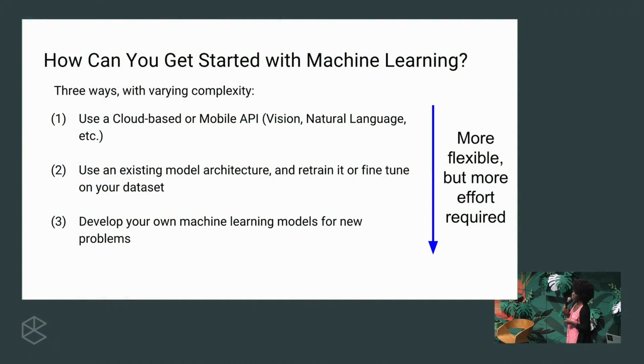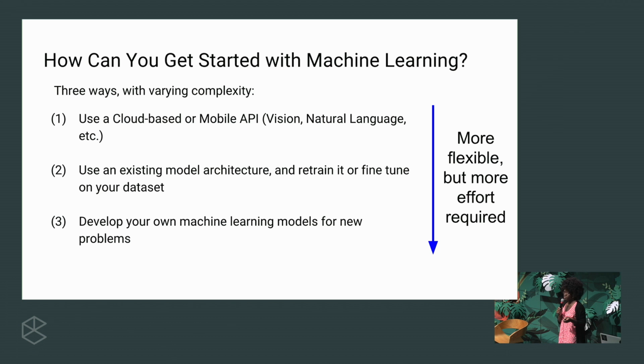So what does the landscape look like for machine learning today? There are mainly 3 ways you can get started. The first is using a cloud-based or mobile-based API, which I'm going to talk a lot about today. The second is to use an existing model, so an existing framework for the computer to learn, and then fine-tune it with your own data so that that model works better for your use case.